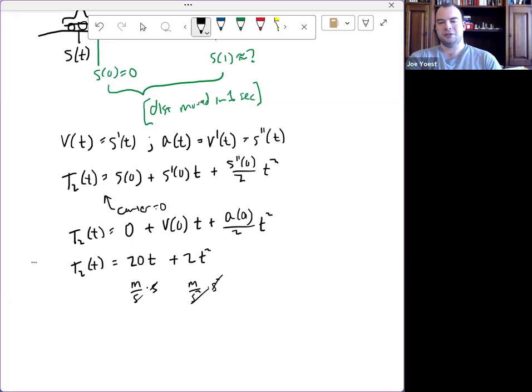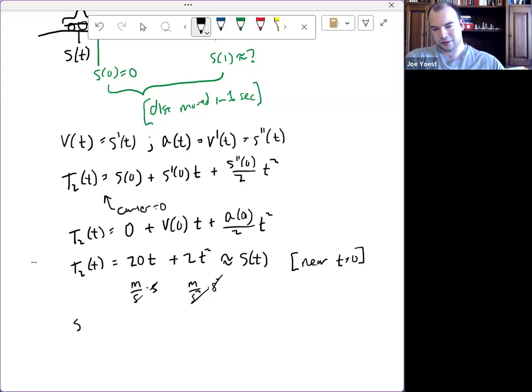So when we have situations like this, it's nice to check the units and make sure that we've got all of the moving parts kind of in the right place. But everything does look good. This second degree Taylor polynomial is our approximation for S of t near t equals 0.